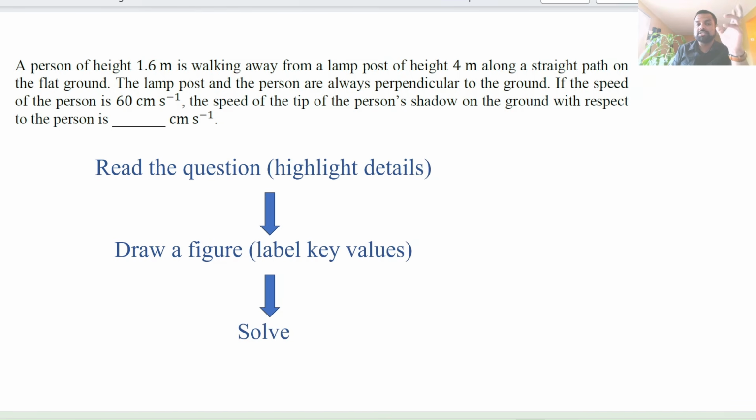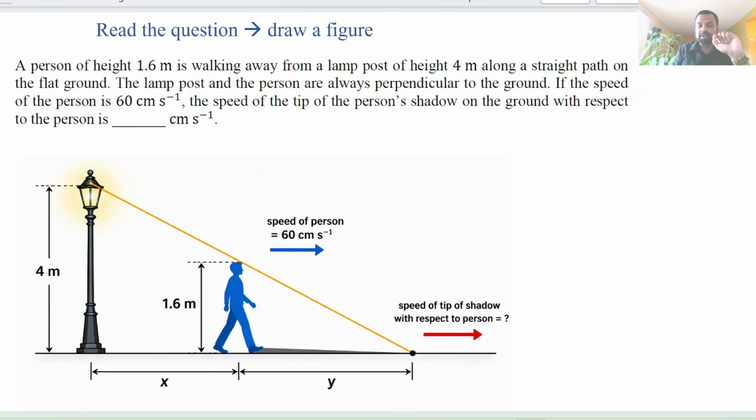So the key steps are: first you read the question, highlight the details, the main numbers and values, then draw a figure and label it properly and then solve. So first let us read the question.